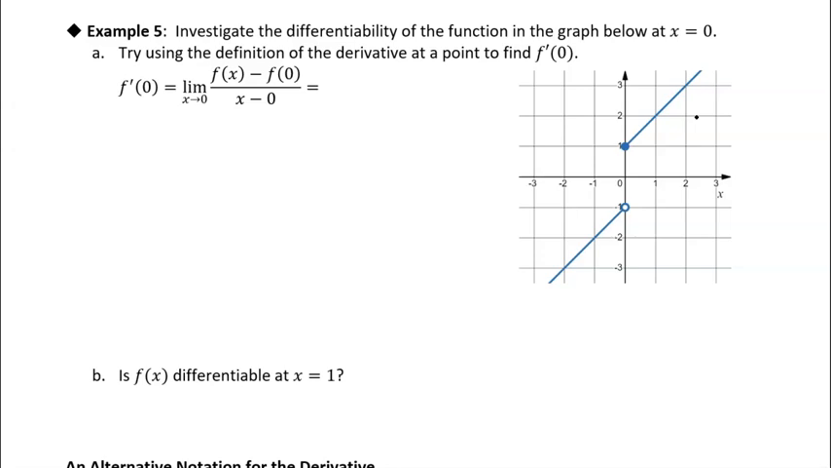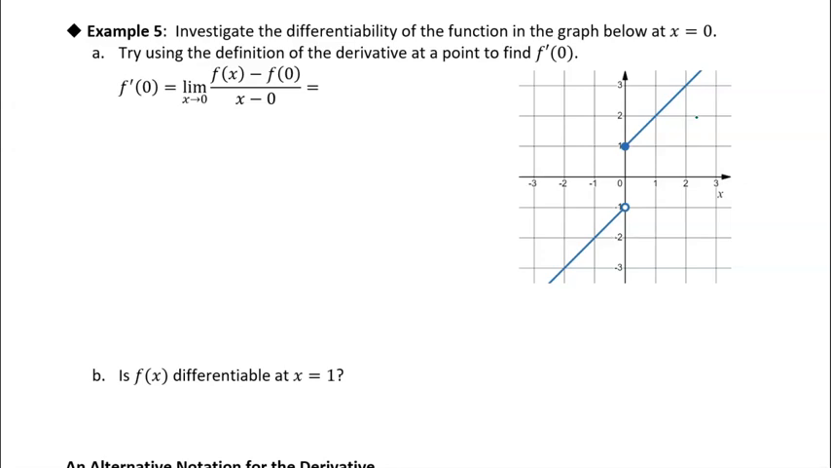I'm going to use the definition of the derivative at a point, the first definition that we talked about in the last section. I'm going to look at the limit as x approaches 0 of (f(x) minus f(0)) over (x minus 0).